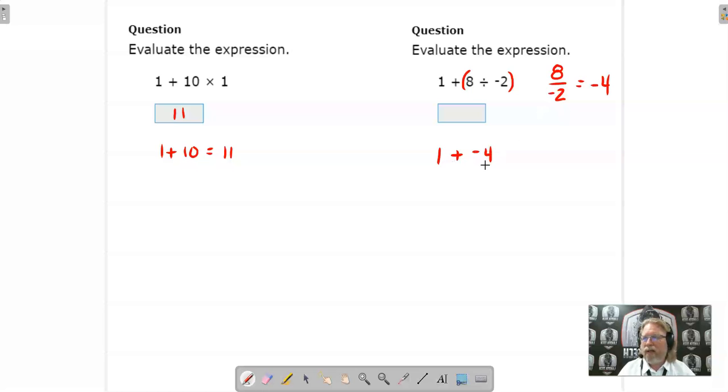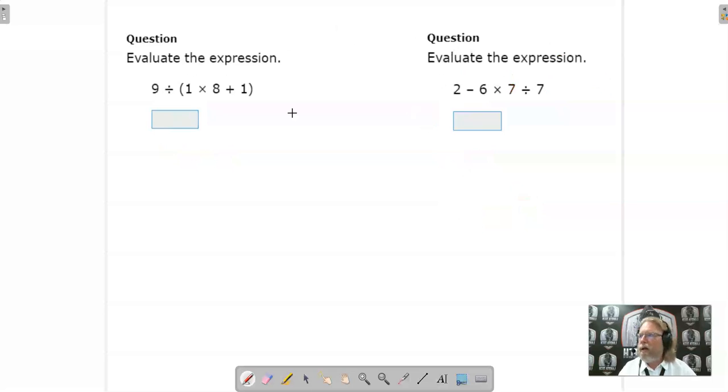Now I can do 1 plus -4. Well, if I'm on a number line and here's 0 and here's 1, and I'm going to go back, adding -4, subtracting 4, then I'm going to land down here at -3. So 1 plus -4 is -3.